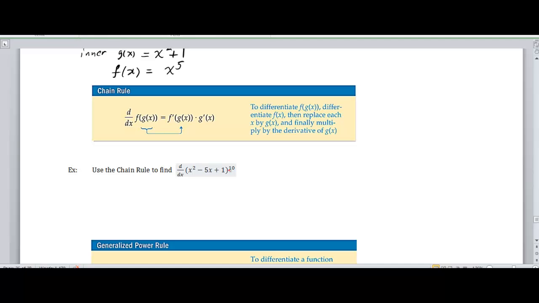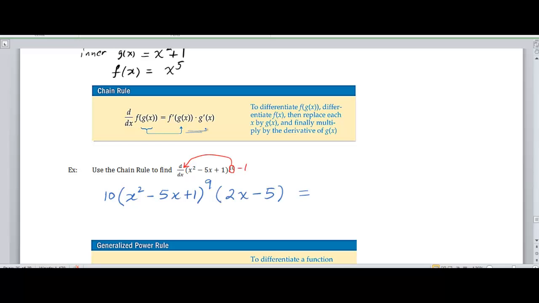So this one, my outer function is a power, so I'm going to bring the 10 out front, minus 1. So I get 10, and then leave the inner function alone, raised to the 9th, multiplied by the inside, which is 2x minus 5. So we brought the 10 outside, left the inside alone, raised to the 9th, times the derivative of the inside. Okay, that's what this tells us here, times the derivative of the inside.